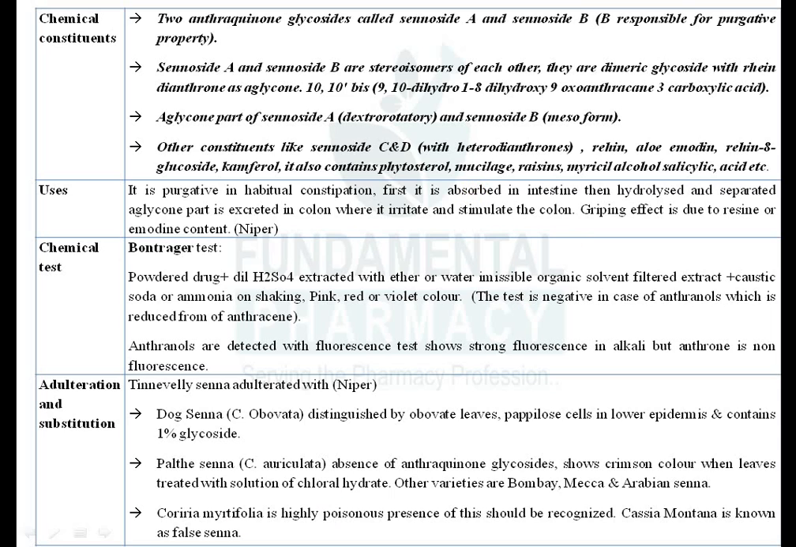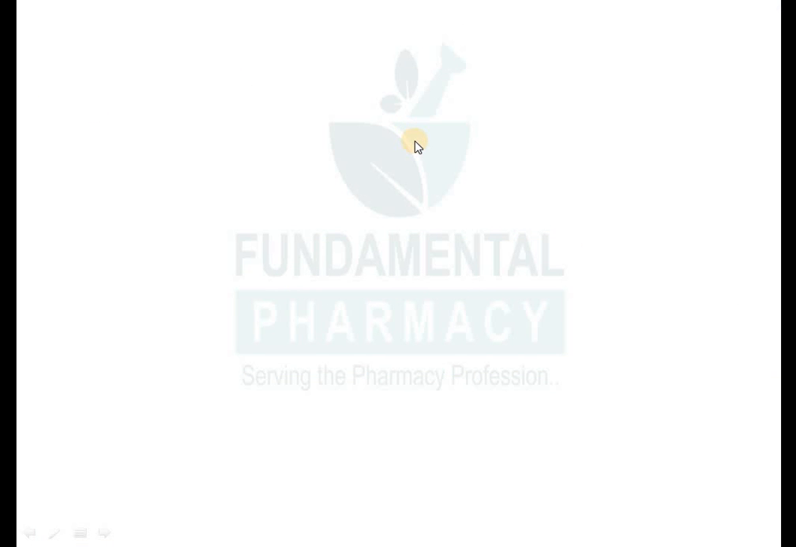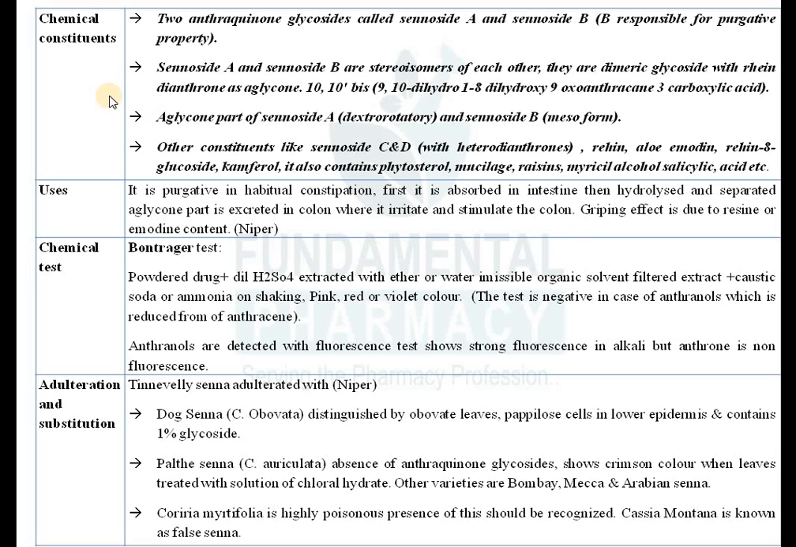Then again, sennoside A and sennoside B, both these are the stereoisomers of each other. They are dimeric glycosides with rhein dianthrone as an aglycone. I will explain this, what is dimeric glycoside and rhein dianthrone. Don't worry, in upcoming slide. ये एक aglycone part जो है उसको बोलते हैं rhein dianthrone. और dimeric means they have exactly two structures. They have exactly two similar structures. That's why they are known as dimeric glycosides.